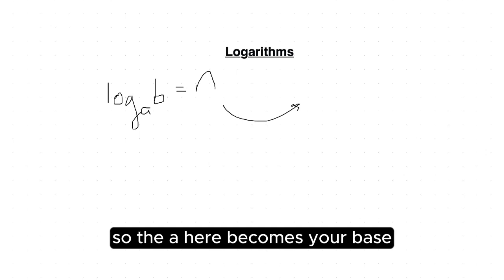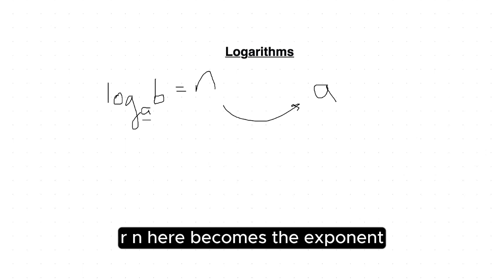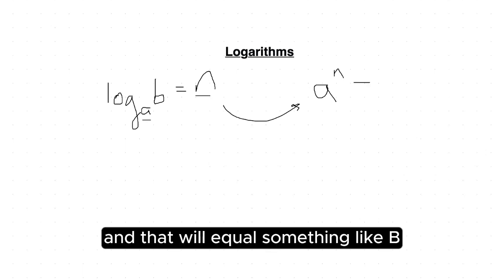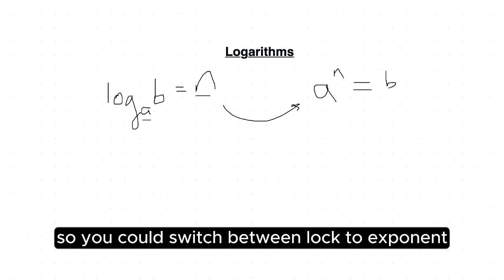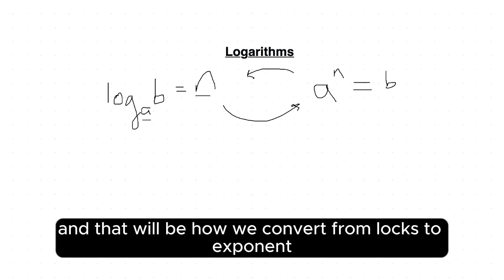The a here becomes our base. Our n here becomes the exponent, and that will equal something like b. So you could switch between logs to exponents or exponents to logs, and that will be how we convert from logs to exponents.